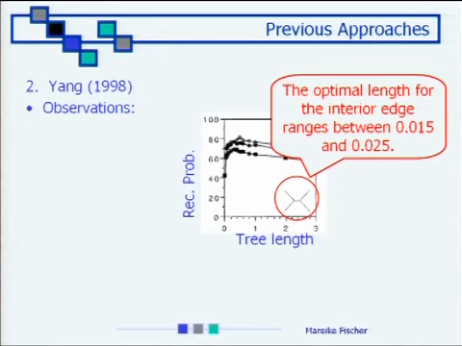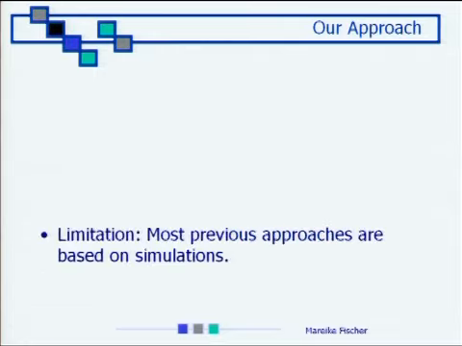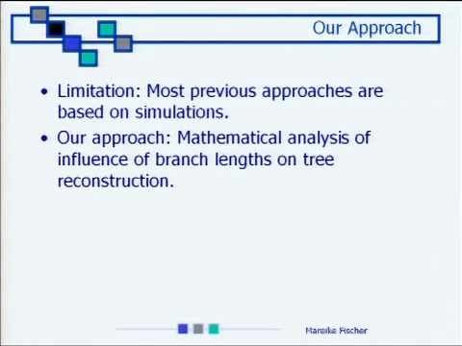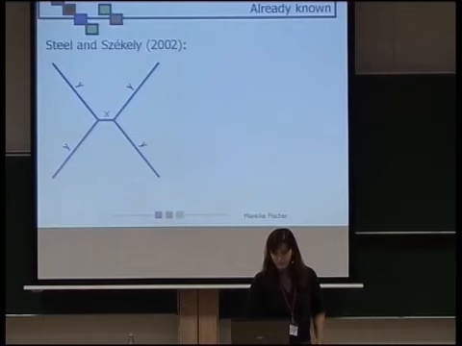Sorry for this. Right, but the limitation of these approaches is that they are all based on simulations, and what we wanted was to mathematically analyze how the branch lengths, for instance, of the interior branch, influence the tree reconstruction. First of all, we will do this now for maximum parsimony, but we will look at the other methods later on. Well, some facts are already known.